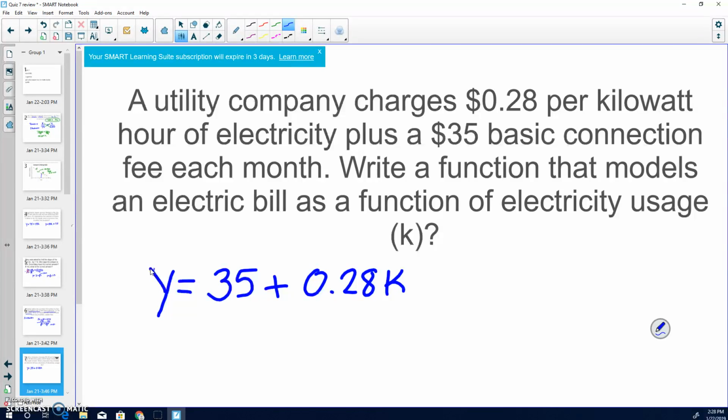So tell me, what does 35 represent? Raise your hand. Adriana. The basic connection fee. Yep, basic connection, just to have the electricity. What does 28 cents represent? Colin? How much they charge me for every kilowatt I use.